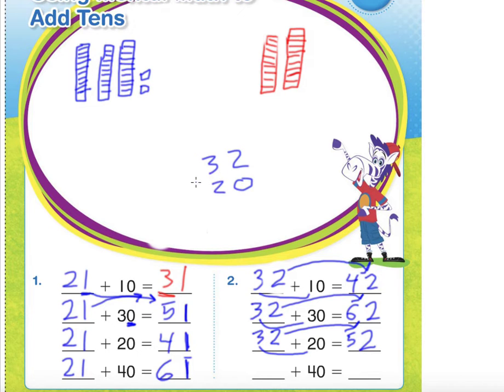32, 20. Put a fun little plus sign. Draw our separating line down the middle. 0 plus 2 is, of course, 2. And then 3 plus 2 is 5. And we still get the same answer, 52, 52.